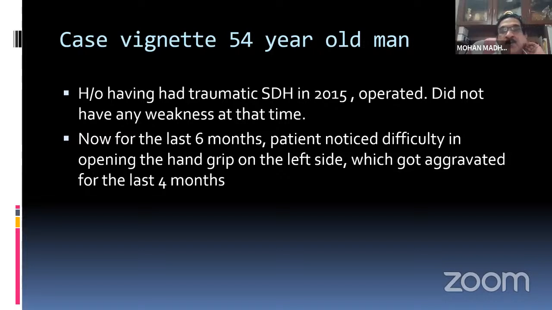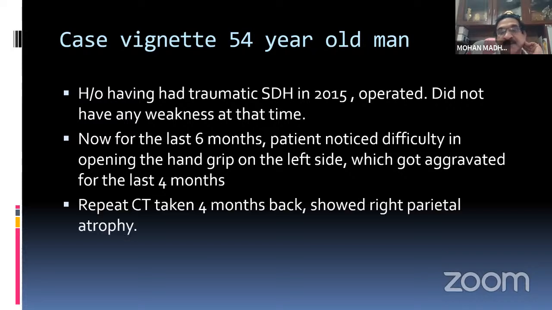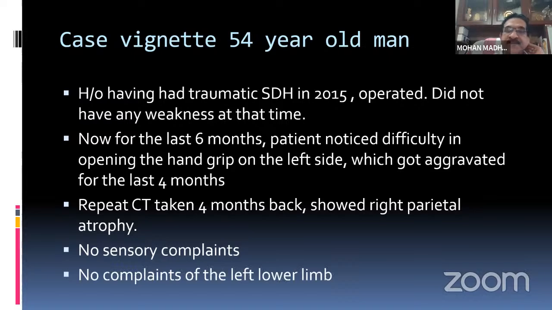Patient noticed difficulty in opening his hand and grip on the left side, which got aggravated for the last 4 months. Repeat CT taken 4 months back showed right parietal atrophy, probably sequelae of the old surgery, he must have had some brain injury at that time. There are no sensory complaints whatsoever. So this is the complaint. He is unable to open his hand grip on the left side. No complaints of the left lower limb.